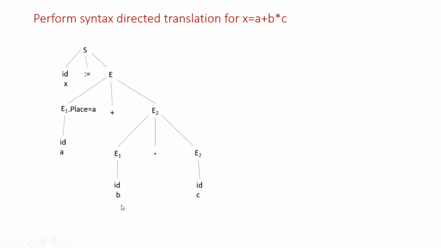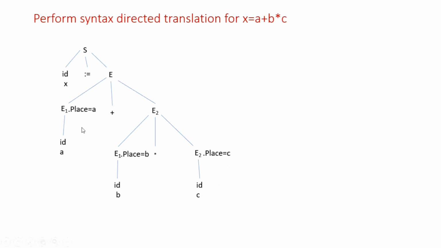Now we will come for this specific subtree, E1 tends to ID B. When we come for this one, this ID is holding B. So E1 dot place will be B. Now when we come to the last one, E2 tends to ID, where ID represents C here. Now E2 dot place will be C, because ID is actually representing C.